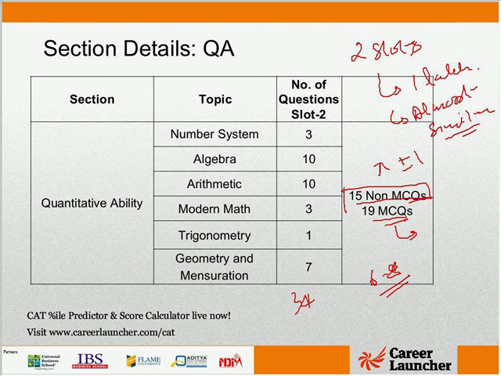So in this section, while we say that 26 to 28 would be good attempts, I personally have a feeling that if you ended up attempting somewhere around 22 with about 90% accuracy, you would have probably performed quite well in this section, because it's not as simple as it appears on the face of it.